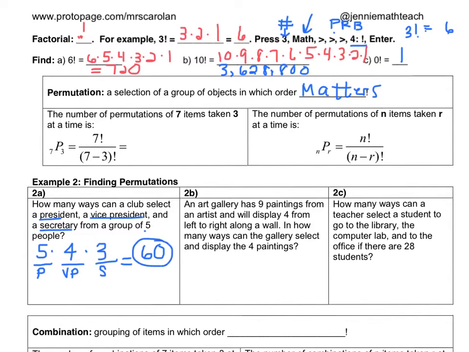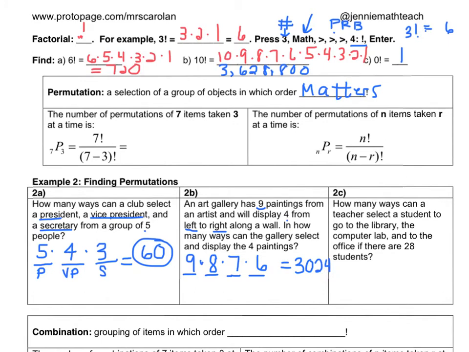Let's try the next one. This time we have 9 paintings, and we want to hang them on the wall from left to right. We're only going to be hanging 4 of them. So it matters which one comes first, second, third, and fourth. So the first time we go to hang a picture, we have 9 to choose from. That one is hung on the wall first, and then we have 8 left to choose from, and then 7, and then 6. When we figure that out, we get 3,024.